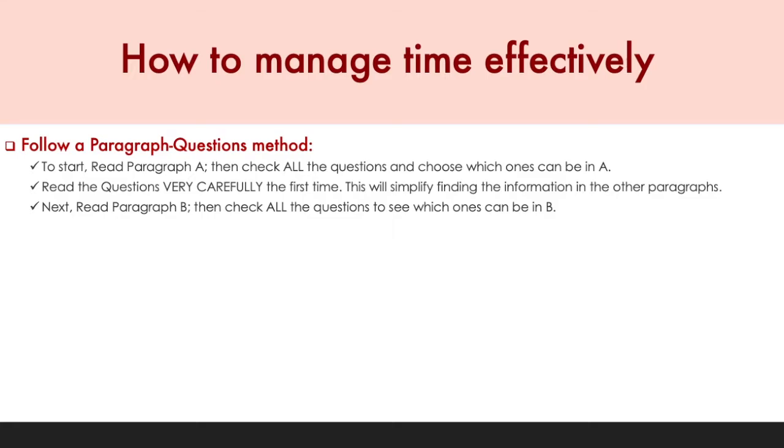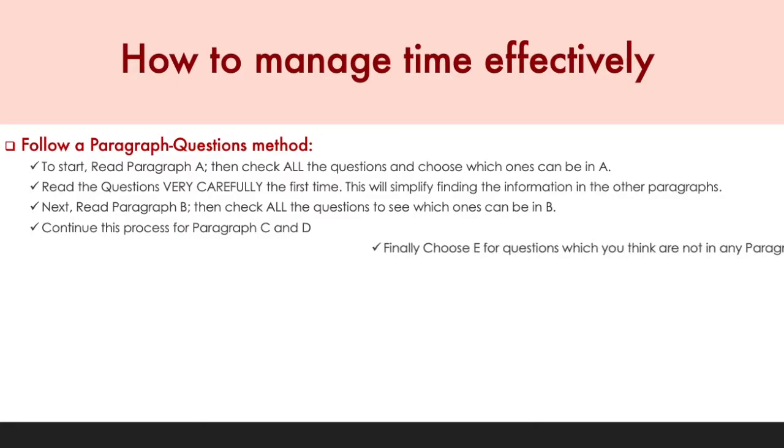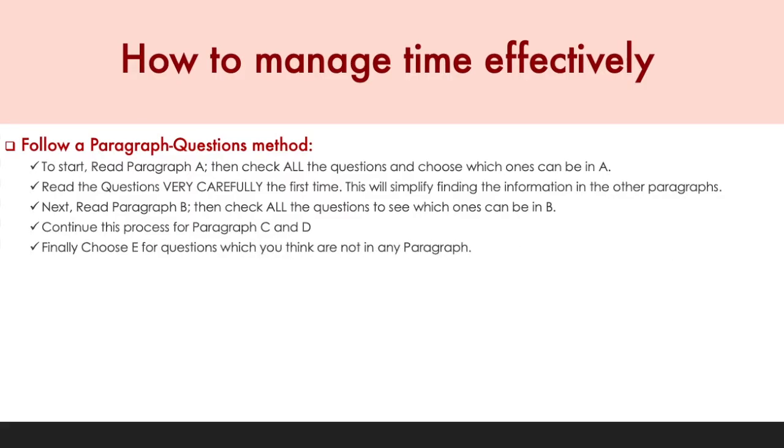Next, read paragraph B. Then check all the questions to see which ones can be in B. Continue this process for paragraph C and D. Finally, choose E for questions which you think are not in any paragraph.